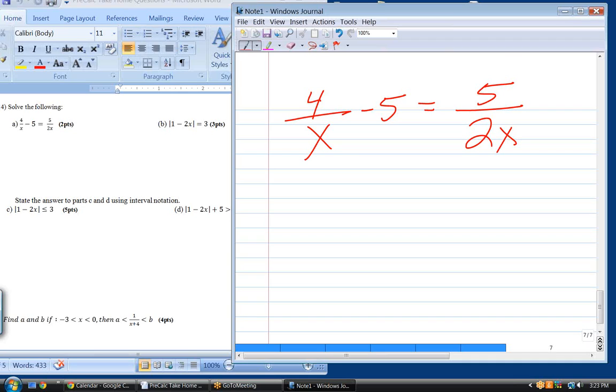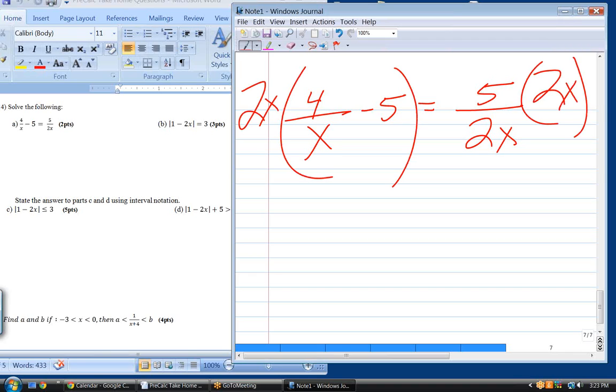Using the lowest common denominator? Well, that's one approach. In other words, I could find the lowest common denominator and go ahead and perform that process. But there's actually a much easier way to do this. What can I multiply both sides by in order to get rid of all denominators? 2x. Exactly. In other words, find your lowest common denominator and multiply both sides by it.